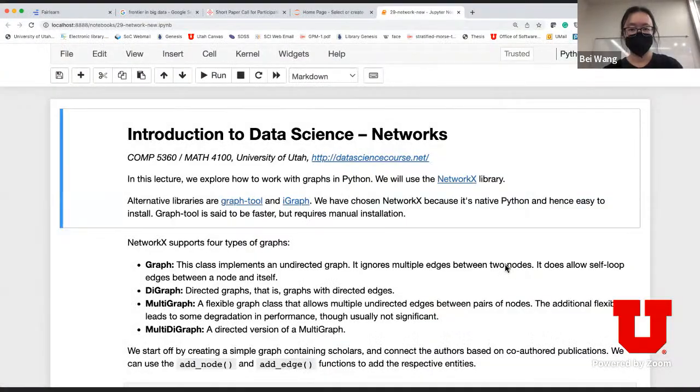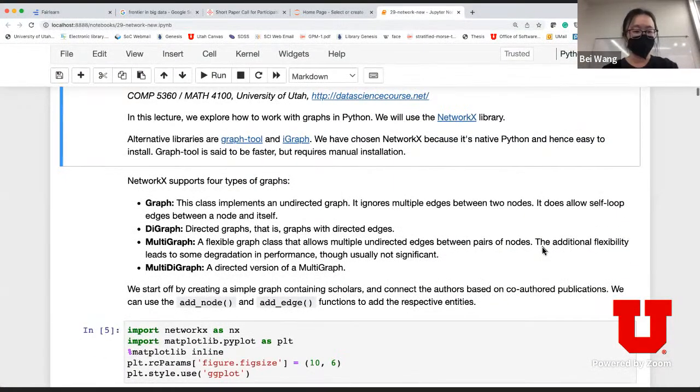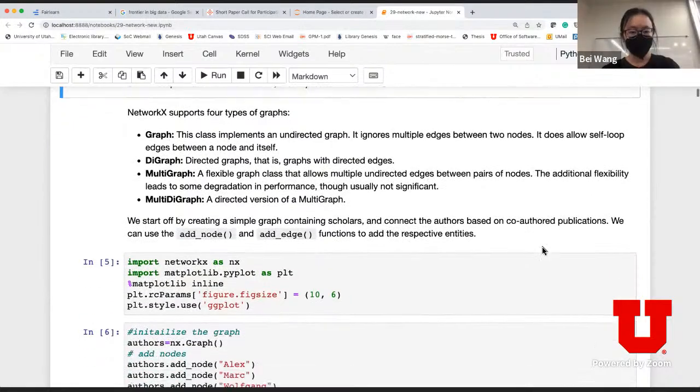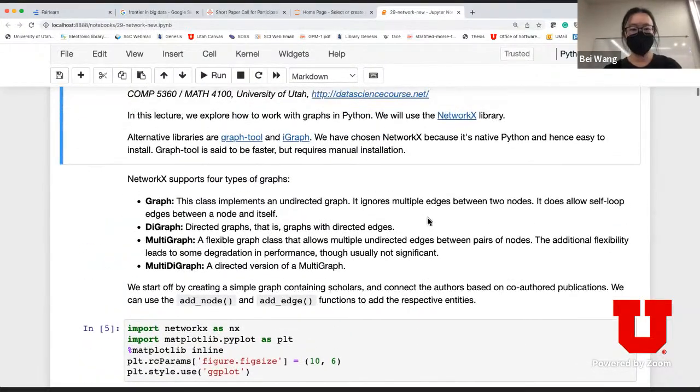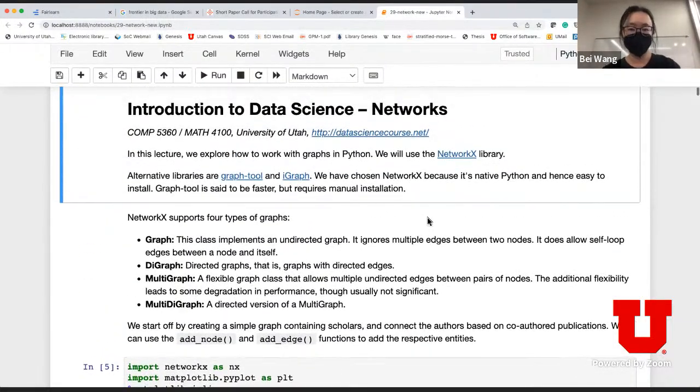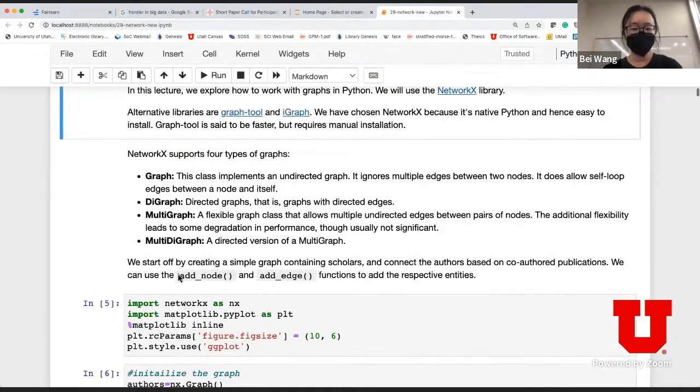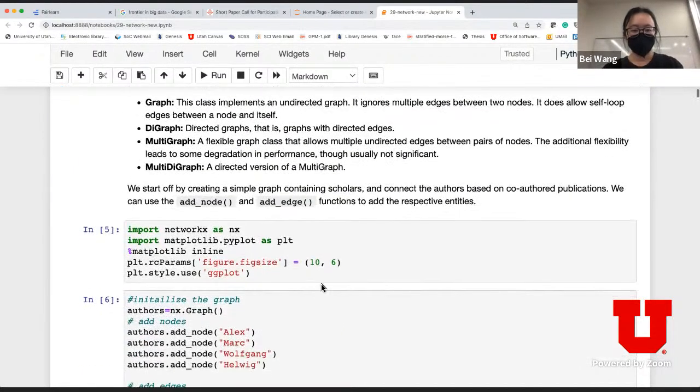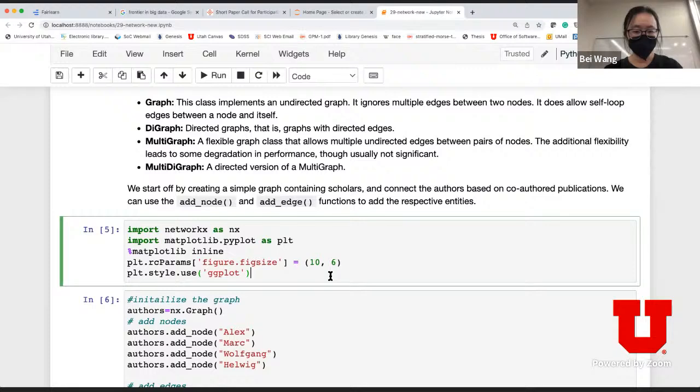Okay. So I covered some of those definitions already. So in the Jupyter Notebook, when we actually play with networks, there's a library called NetworkX. The way to use it is just import NetworkX as nx. Okay, so let's have some initial setup.